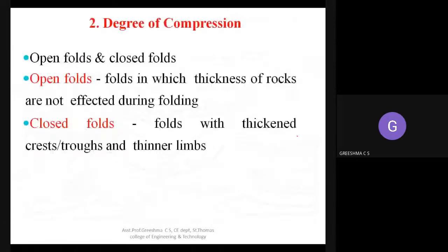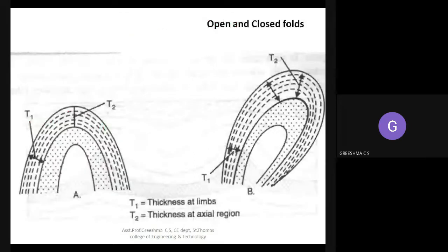Now open folds means the folds in which the thickness of the rock is not affected during folding. Closed folds means folds with a thickened crest and trough with thinner limbs. Based on how much compressive force is applied, it is classified into open folds and closed folds. For open folds, the thickness of the rocks is not affected during folding. So this is an open fold.